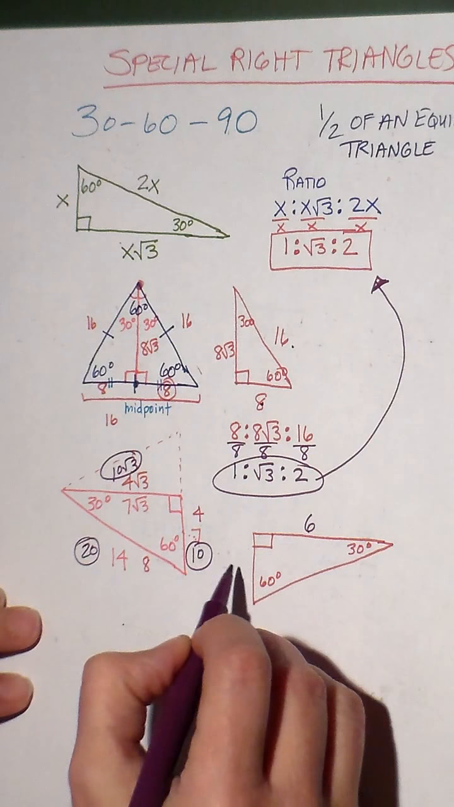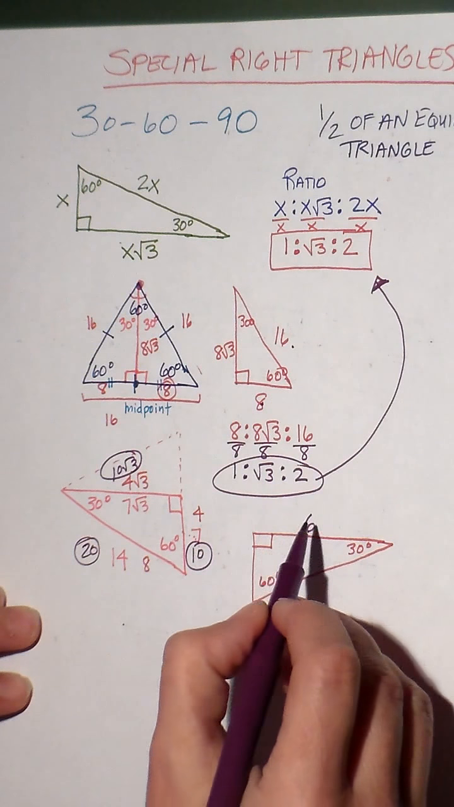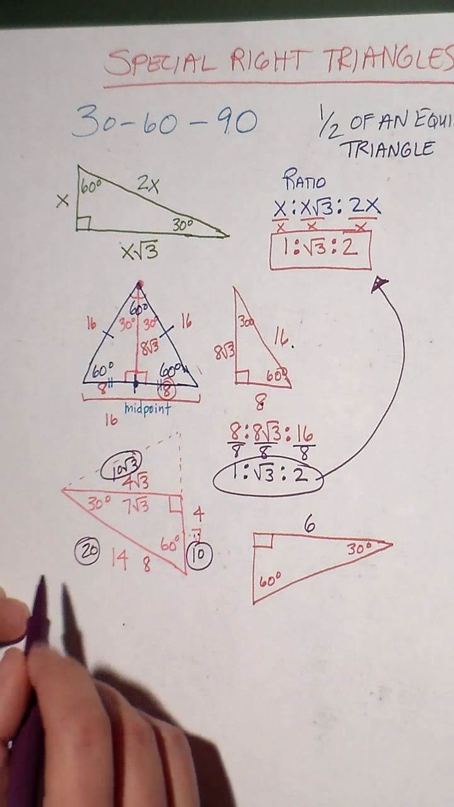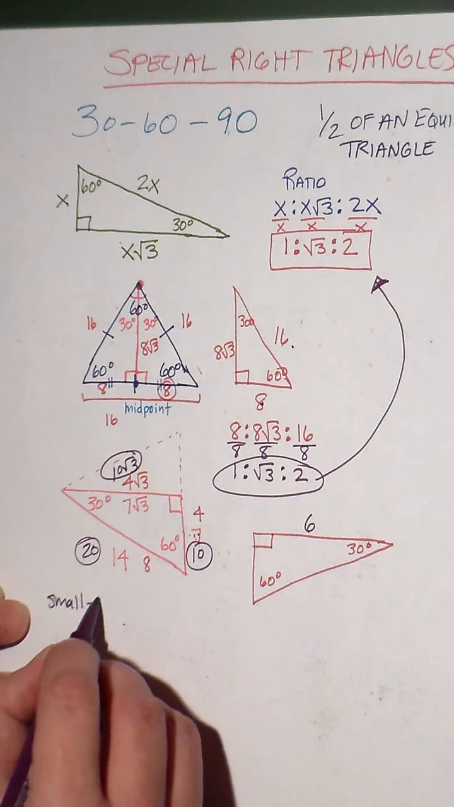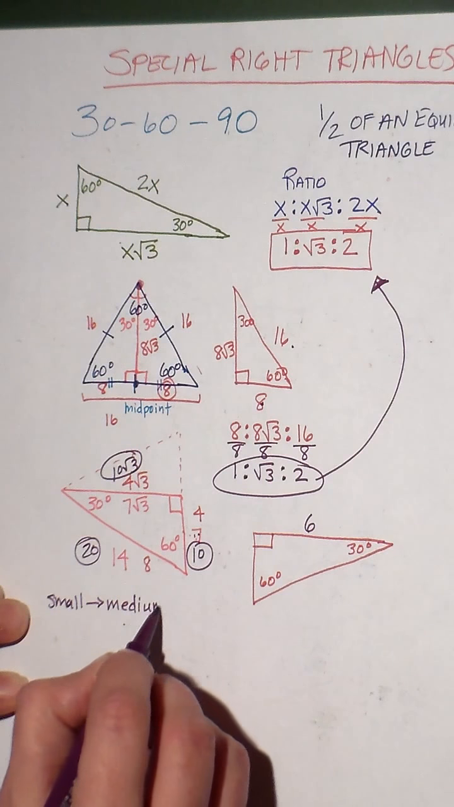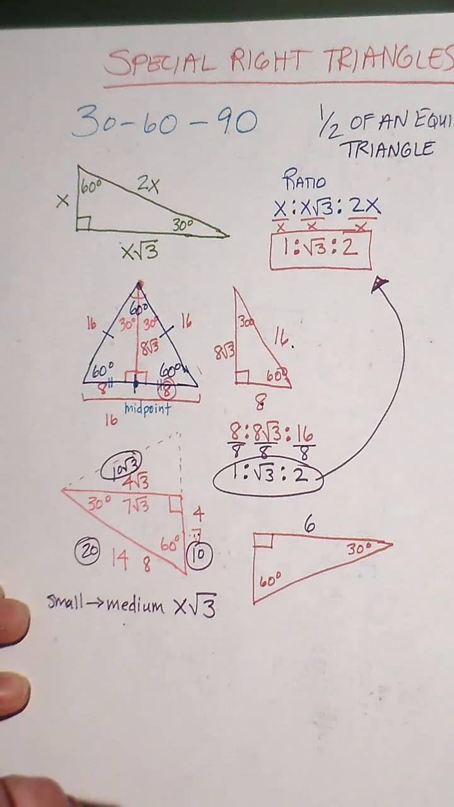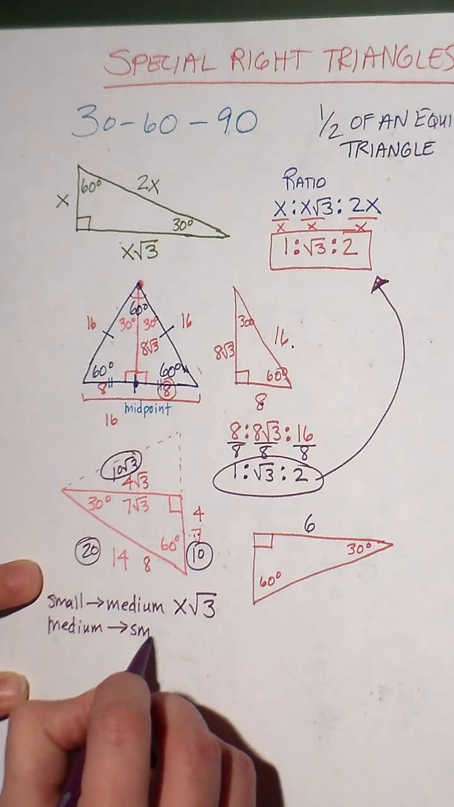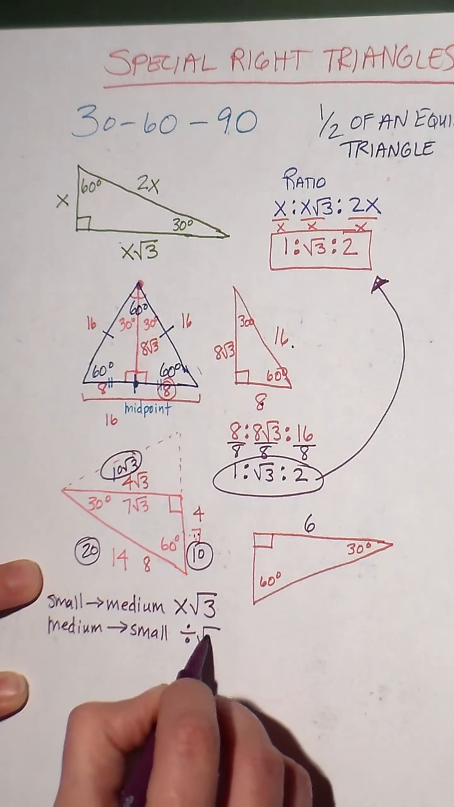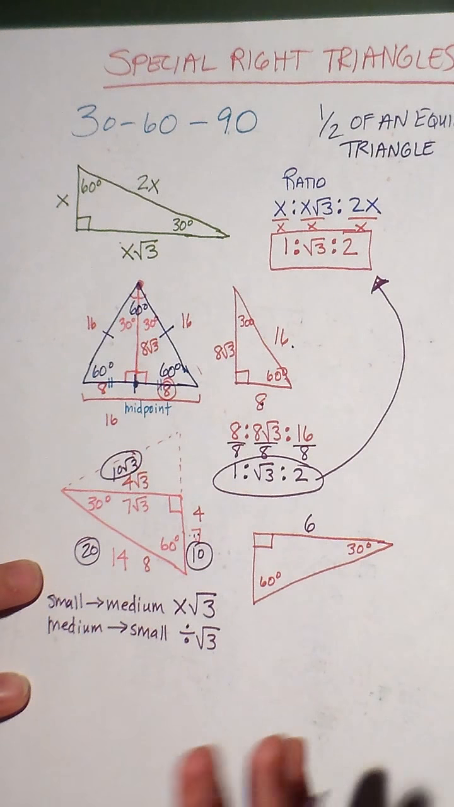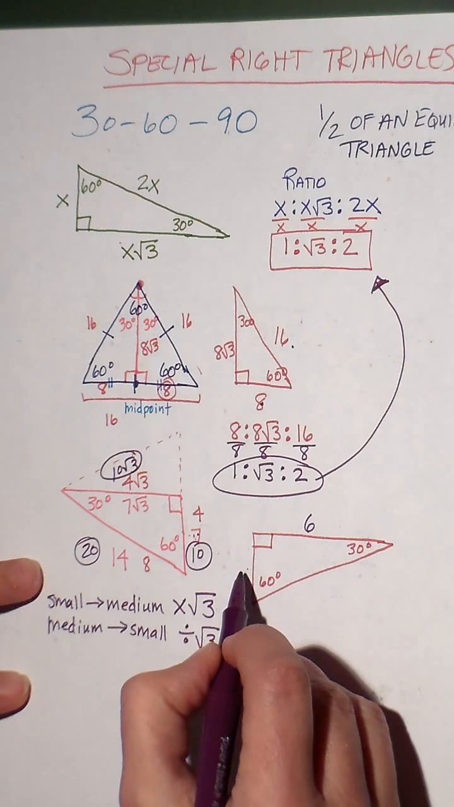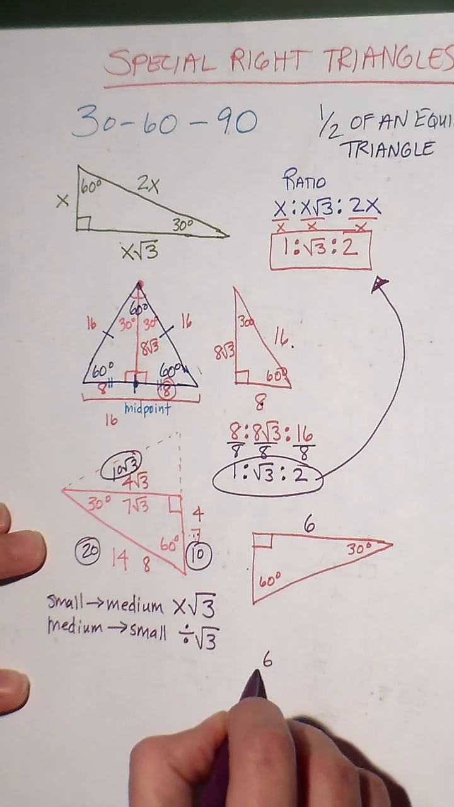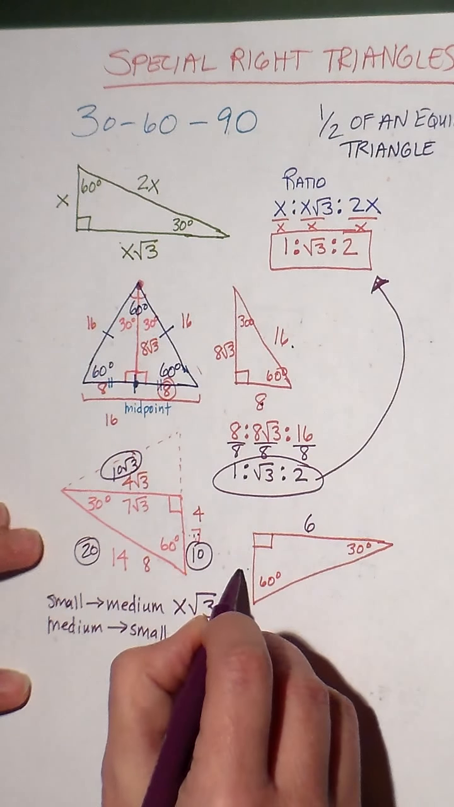So I've got 6, and I want to go to this side right here. When I go from small to medium, I multiply by square root of 3. When I go from medium back to small, I'm going to divide by the square root of 3. Okay? So, to get this side, I'm going to divide by square root of 3. So I'm going to take 6, and I'll come down here and do 6 divided by square root of 3 to get that side.